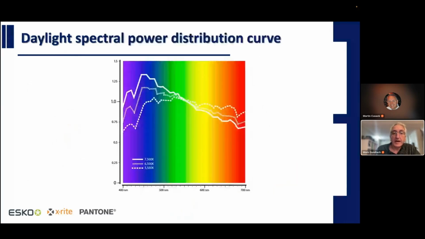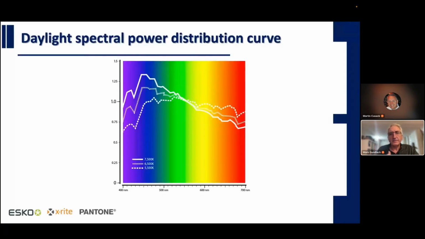Daylight throughout the day will have different amounts of energy throughout the spectrum. Okay, so here's just 3 examples of what we call daylight spectral distribution curves. And you'll see that some of these curves show more blue in them, and others show a little bit less blue, depending on where the sun is in relation to the horizon or in the middle of the noonday sky.